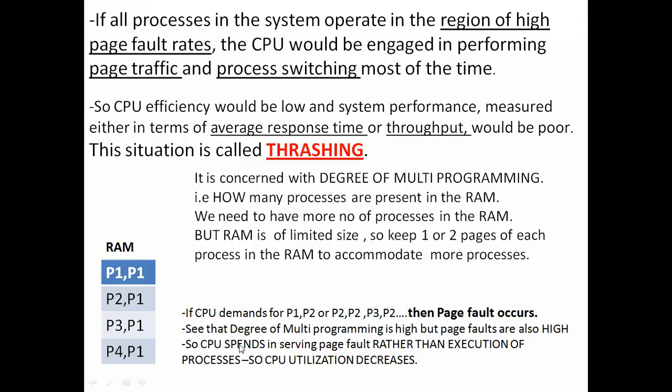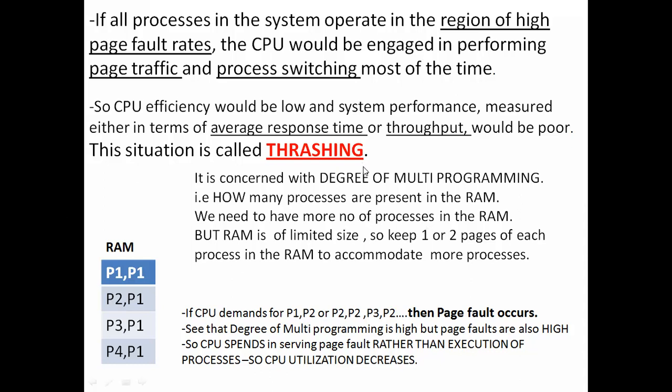So the CPU will be spending more time in just swapping the process from RAM to the hard disk or from the hard disk to RAM instead of doing some useful work. Hence, we have the degradation of the CPU utilization. Hence, we need to maintain an appropriate ratio between the degree of multi-programming and the number of page faults. So that is the bottom line.